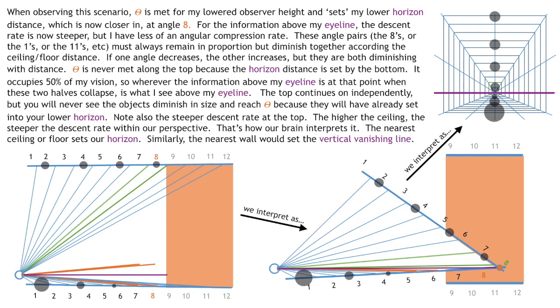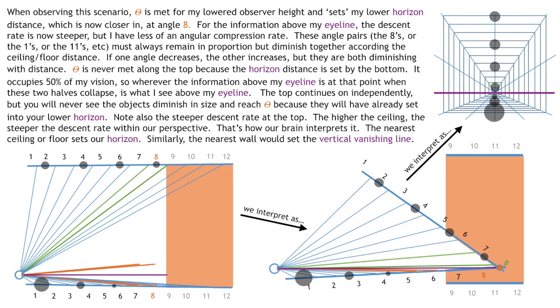It occupies 50% of my vision. So wherever the information above my eye line is at that point, when these two halves collapse, is what I see above my eye line in my perspective. The top continues on independently, but you will never see the objects diminish in size and reach theta along the top because they will have already set into your lower horizon. They are gone to your vision. Note also the steeper descent rate at the top. The higher the ceiling, the steeper the descent rate within our perspective. This is how our brain interprets it.